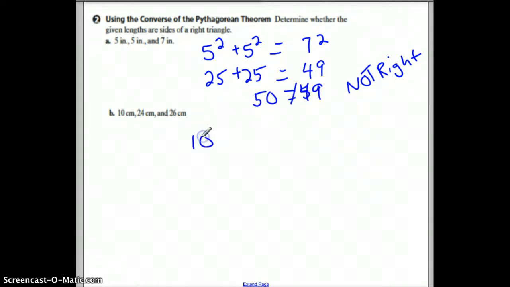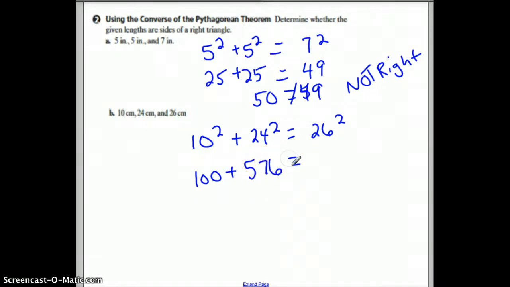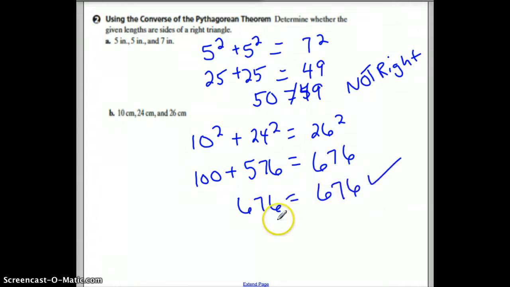Let's check the next one. And again, it's important that you use the longest side as your c. So we have 100. 24 squared is 576. And 26 squared is 676. Well, 576 plus 100 is 676, and 676 equals 676, so therefore we know we have a right triangle here, okay? Because a squared plus b squared equals c squared.